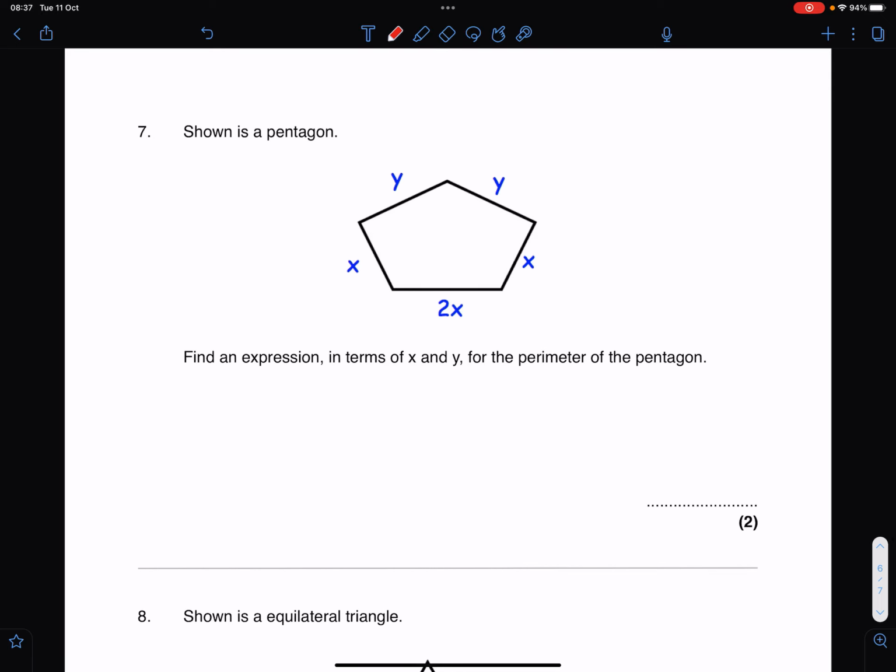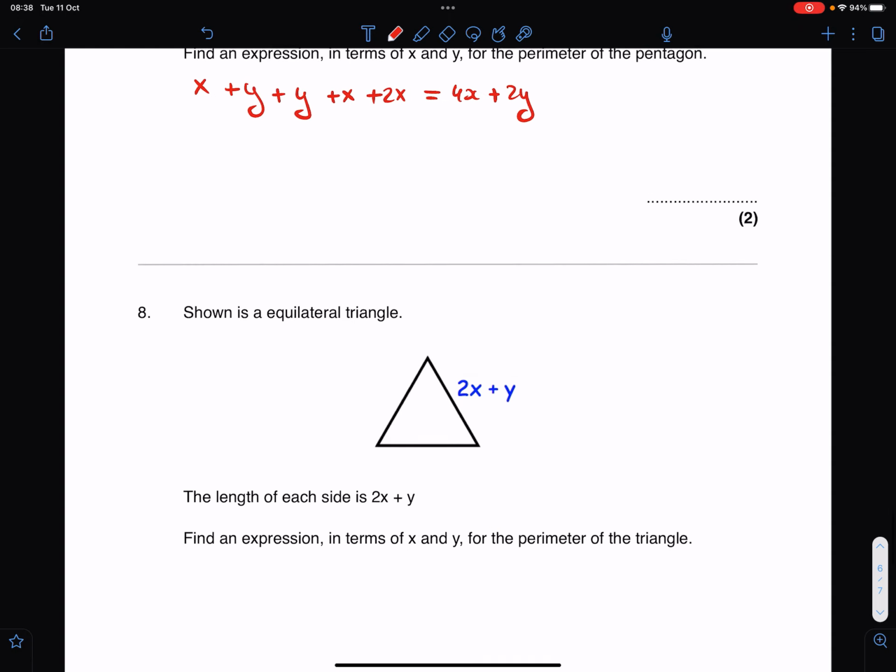Guys, question 7 is talking about, I guess, the perimeter. So yesterday we talked about perimeter. What was the perimeter? Perimeter was adding up all the sides, right? So it's basically going to be x plus y plus y plus x plus 2x. It's going to give us 4x's plus 2y's. Are we okay with this? Yes. Perimeter means add up the whole side. This looks a bit hard, but it's not actually.